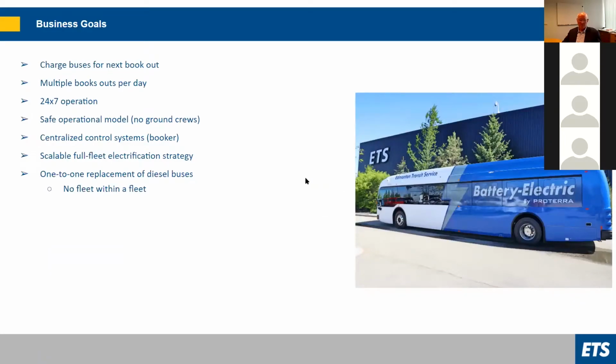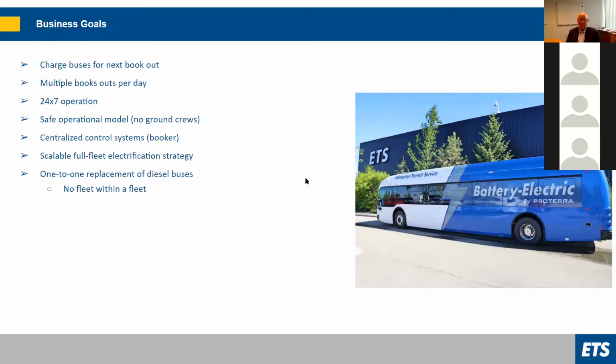We wanted to charge our buses for next day book out. So we use what we call opportunistic charging, and I'll get more into that in depth. But it's basically, if the bus doesn't need to be charged, we're not going to charge it to go on the next route. But if it does need charging to do its next block of work, we're actually just going to charge it so it's got a little bit in reserve and send it out. So we're not charging it up to 100% all the time.